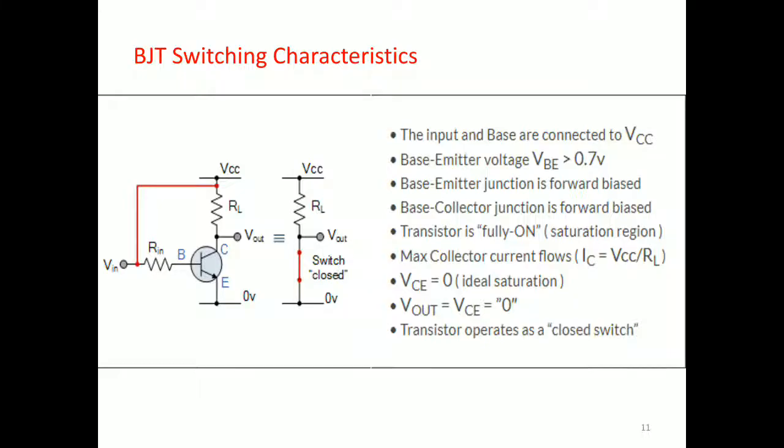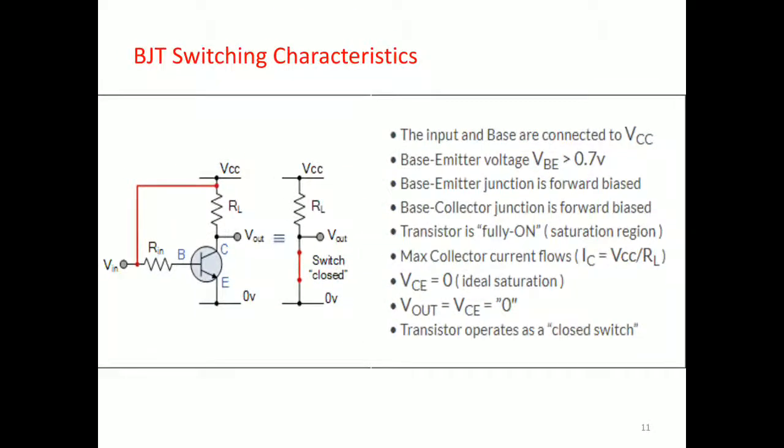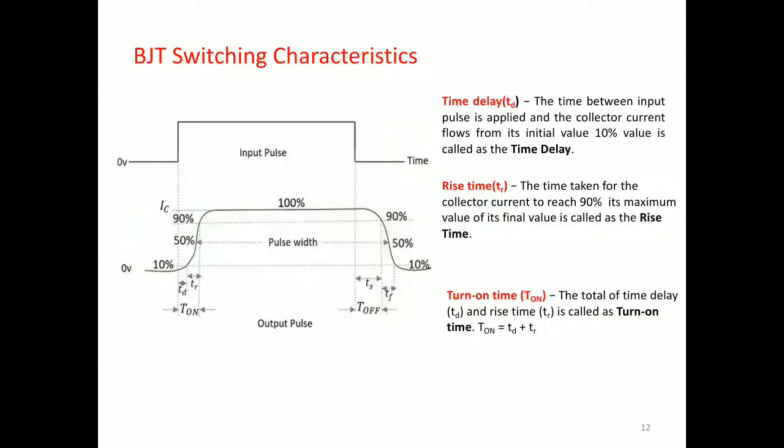Here the transistor acts as a switch. A transistor is a 3-terminal device and a switch is a 2-terminal device. How to convert? By proper connection: the collector terminal is fed back into the base terminal, thereby making it a 3 to 2-terminal device. Here the base emitter voltage is 0.7 V, the base emitter junction is forward biased, the base collector junction is forward biased, and the transistor is in the fully on condition. Looking at this, the transistor is replaced by a closed switch. So the transistor is operated as a closed switch.